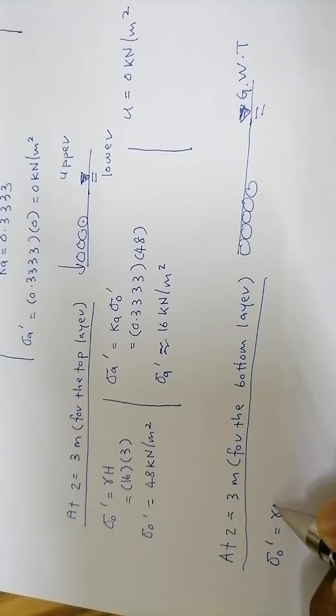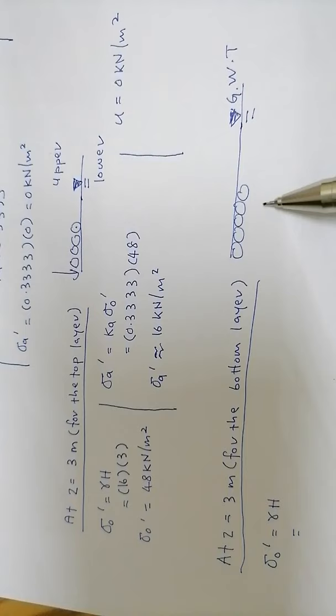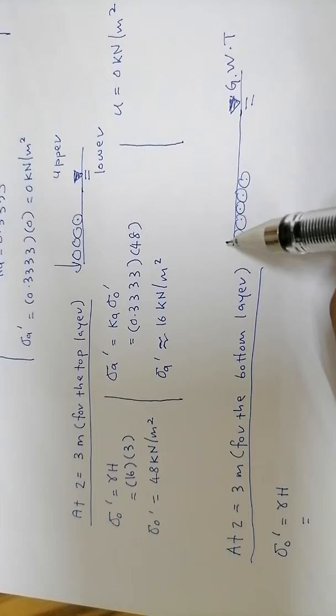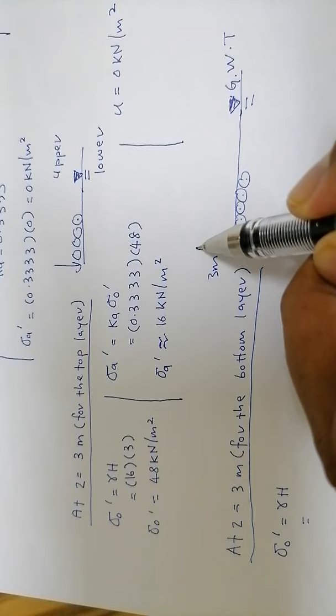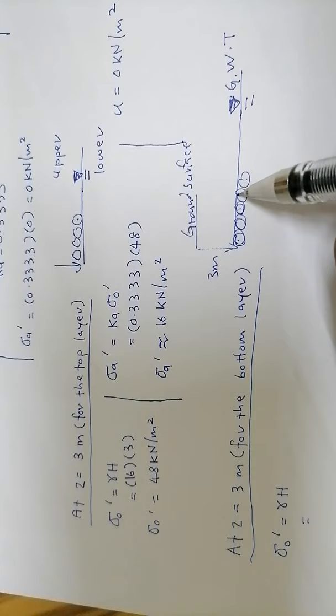Now which gamma are we using? Gamma for the upper layer or the lower layer? We are still interested in gamma for the first layer. Why? Because this soil is still at 3 meter from the ground surface, remember? This is the ground surface. This is directly below the groundwater table, still at 3 meter from the ground surface.